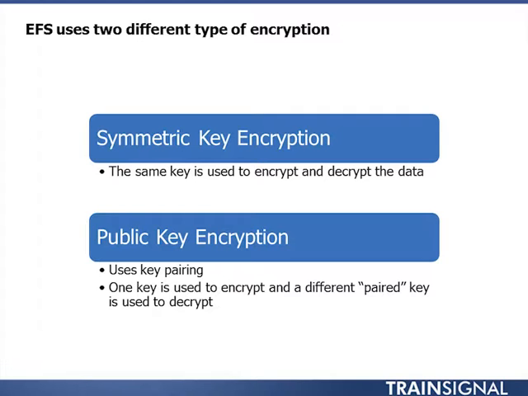The other type of encryption that is also out there and is used by EFS is something called public key encryption, which is a form of asymmetric encryption. And this uses something called key pairing. This is where you have keys put out there in pairs, and in each paired set of keys, one key would be used to encrypt, and a different key, the other paired key in the set, is used to decrypt the data.